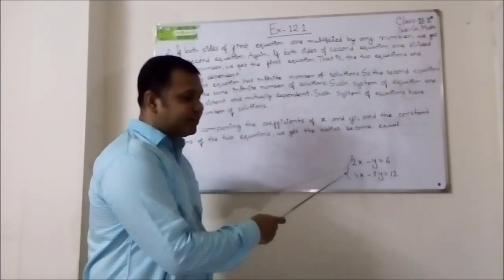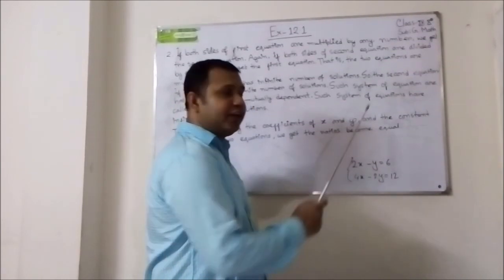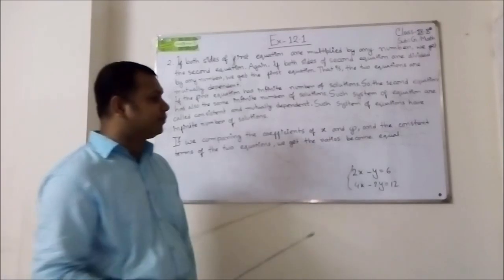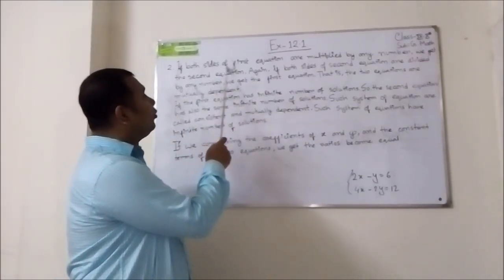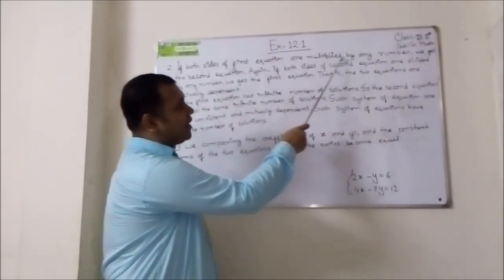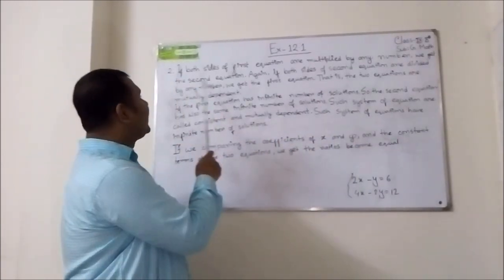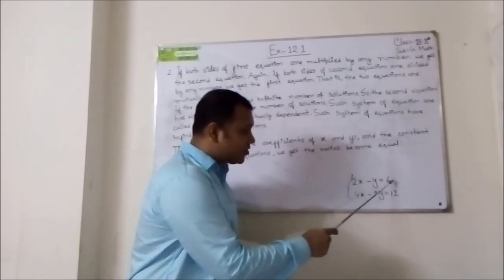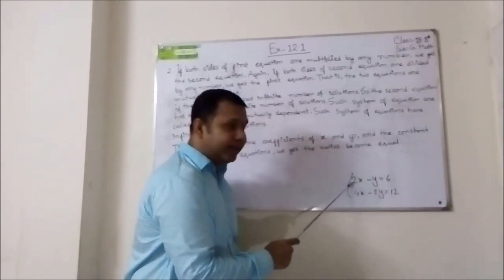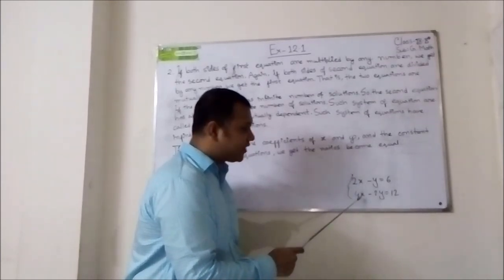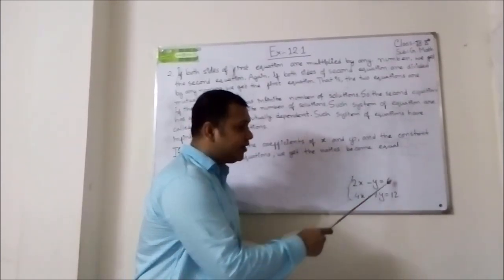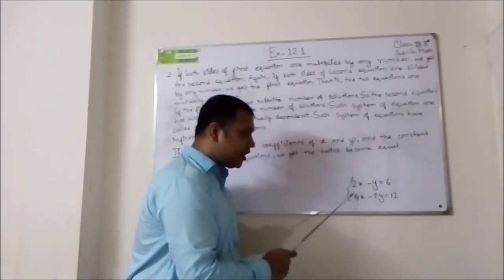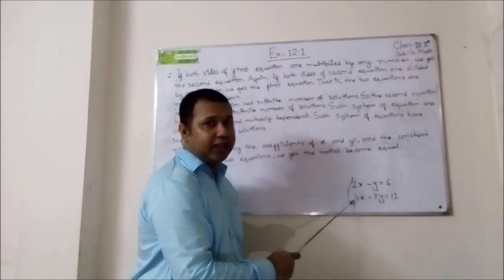You can see here I am writing 2x minus y equal to 6, 4x minus 2y equal to 12. This system of equations: if both sides of the first equation are multiplied by any number, we get the second equation. If we multiply both sides of the first equation by 2, then it will be 2 into 2x, that is 4x, 2 into y, that is 2y, 6 into 2, that is 12. So by multiplying both sides by 2, we get the second equation.